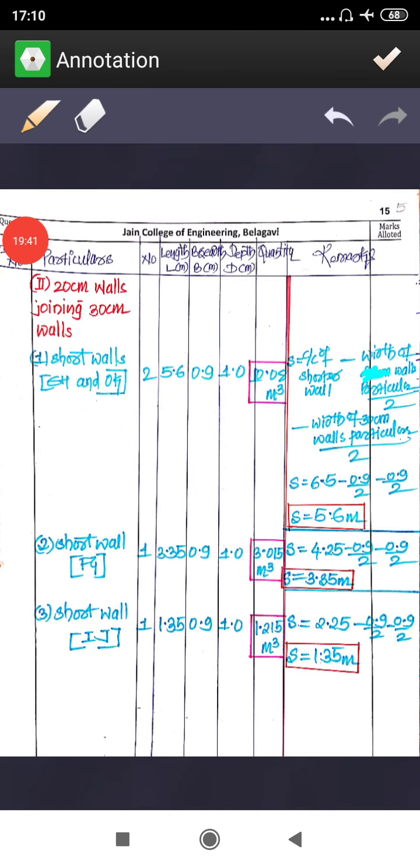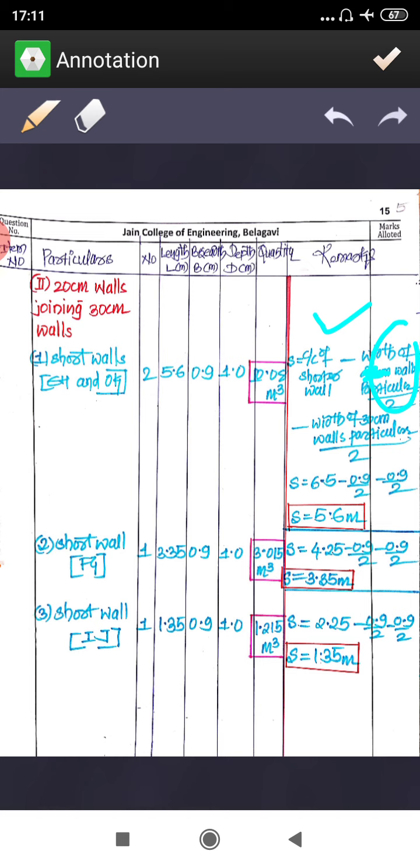Now the second section, that is 20 centimeter wall joining 30 centimeter wall. Here we are having two walls, EH and OK, both are the short walls. We have taken the center to center of EH and OK. If you see this, center to center of shorter wall minus width of particular of one side wall, half of one side wall, and width of particular, that is 30 centimeter walls, half of. See, this EH and OK are going to be connected to 30 centimeter wall from both the sides. So it is width of 30 centimeter walls particular, half of particular from one side, and half from the other side. See, I am talking about the particulars.